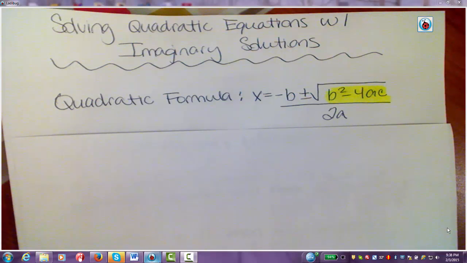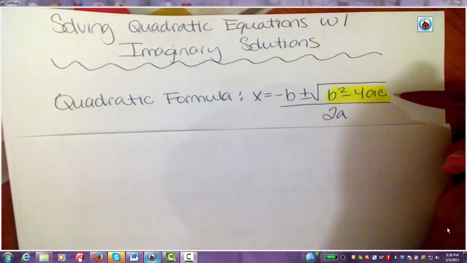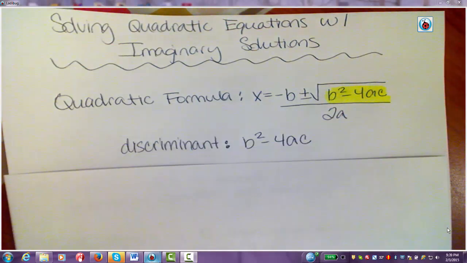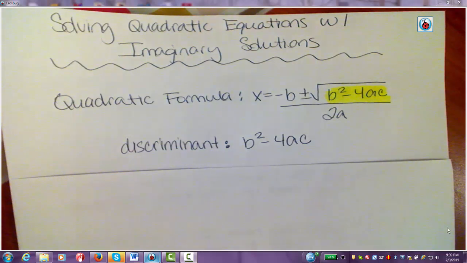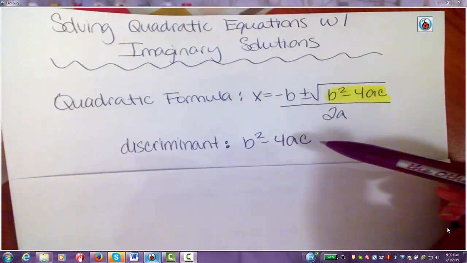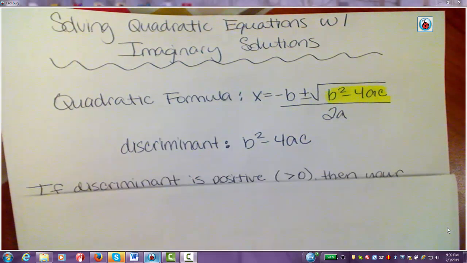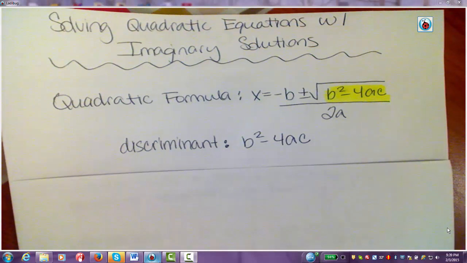Okay, so now I'm going to talk to you about a special portion of the quadratic formula, called the discriminant. If you see, I have highlighted the portion under the radical. This portion is in fact the discriminant. To find the discriminant of a quadratic equation, you do b squared minus 4ac. And then the discriminant tells you special information about your quadratic equation.